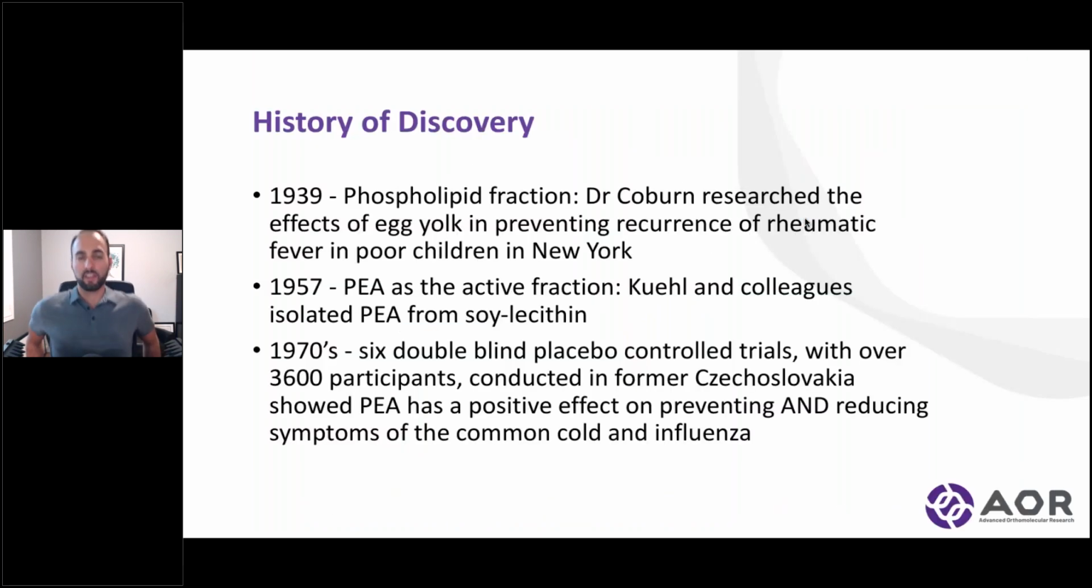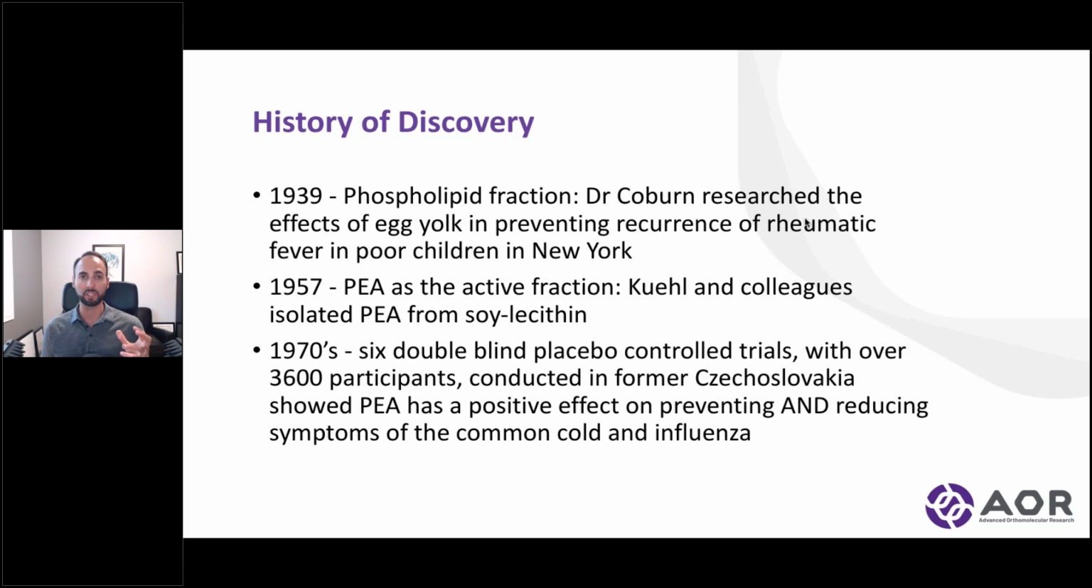So I find understanding where a particular substance comes from really, really important. And I think the story of PEA is really, really neat. So this molecule has been around for a really long time. Before World War II, Dr. Coburn in New York was looking at something to target rheumatic fever, because at that time, rheumatic fever was a real issue, especially for the street kids in New York. And they found that feeding them egg yolks, not the egg whites, but the egg yolks, reduced the incidence of rheumatic fever. And they isolated it down to this particular substance that was found in egg yolks.